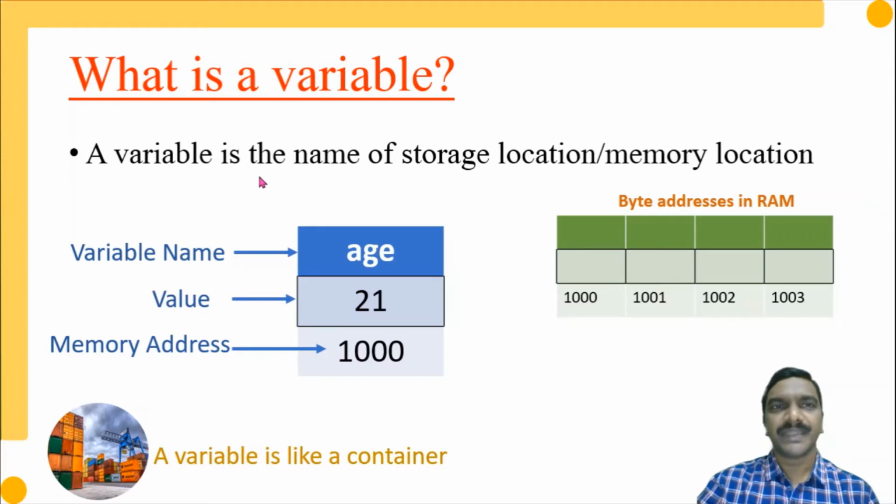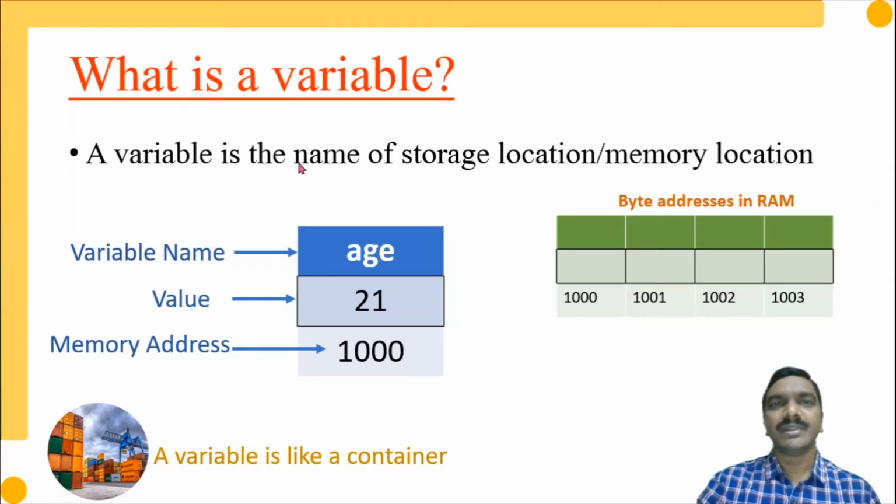A variable is the name of storage location, or a variable is the name of memory location. For example, you can think of this as RAM. In random access memory or primary memory, every byte is addressable. That means each and every byte has some address. Here the first byte is 1000, then address 1001, 1002, 1003. Of course, this number is for our understanding purpose only, I am using 1000, but it can be any other address also. Each and every byte has an address.